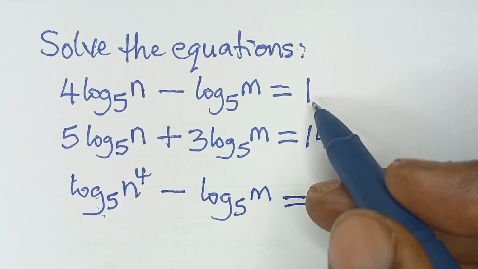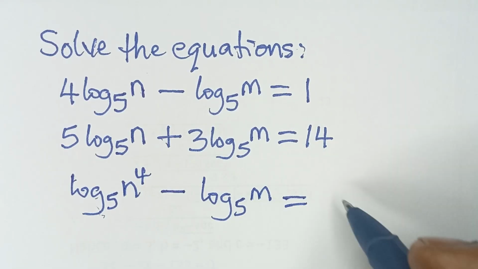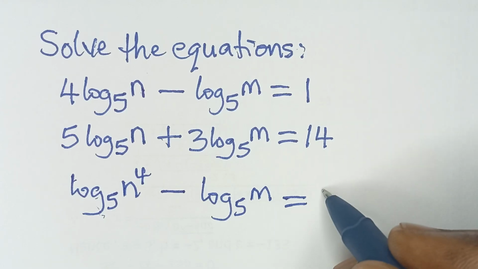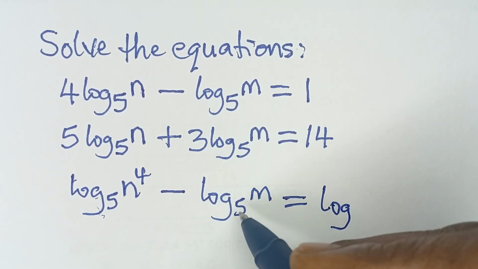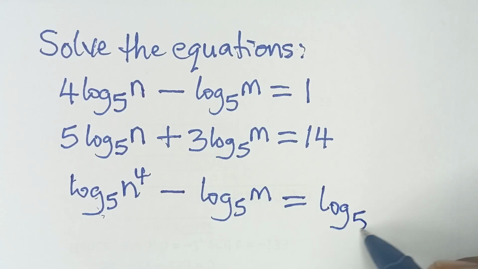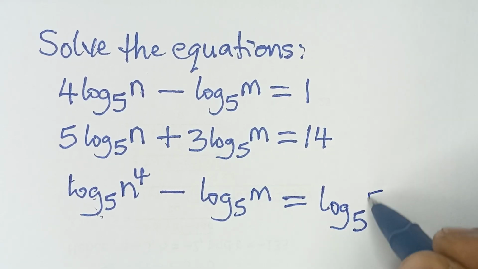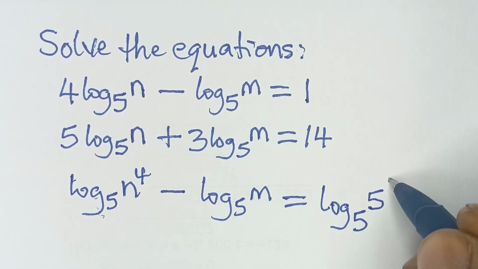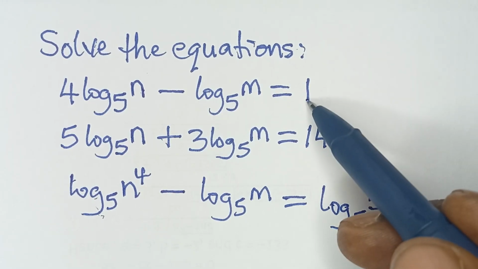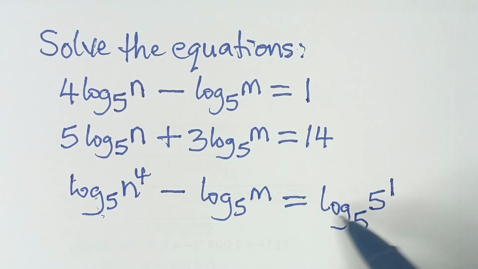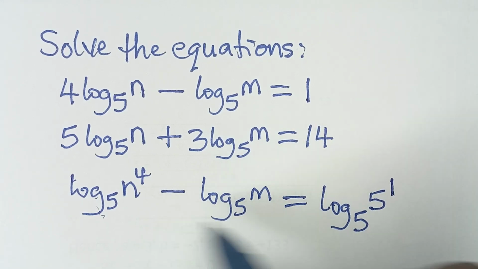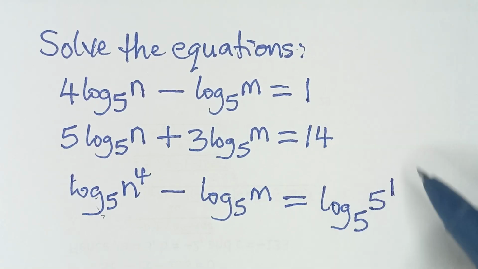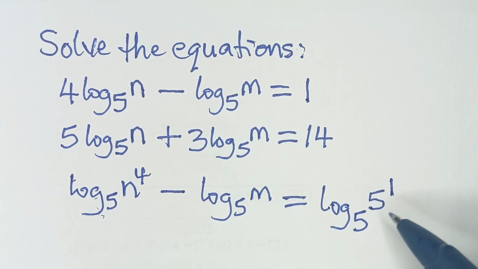Now this 1, which is a constant value, can be expressed in logarithm as well. What you do to express this as a logarithm value, you simply take the log of that base. Don't forget we are dealing with base 5 here. Then this same base 5, you write it and assign this value as its power. So it becomes 5 raised to power 1. So that is how to convert a constant number to a logarithm: you take the log of the base that you are converting it to, then that same base, and then you assign a power equal to the value to that base.